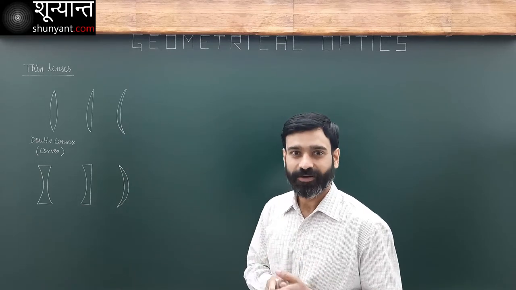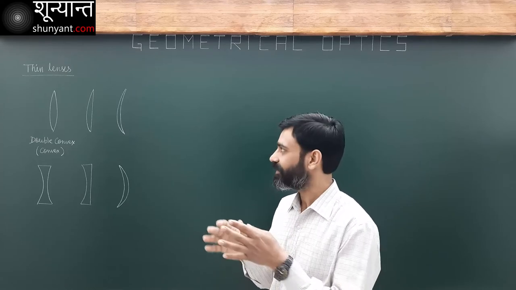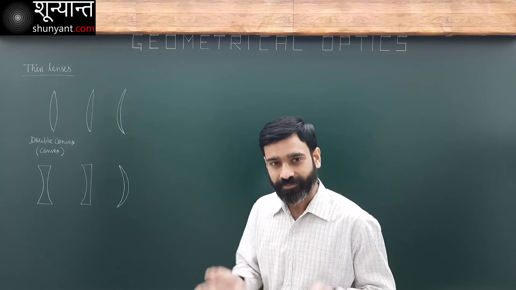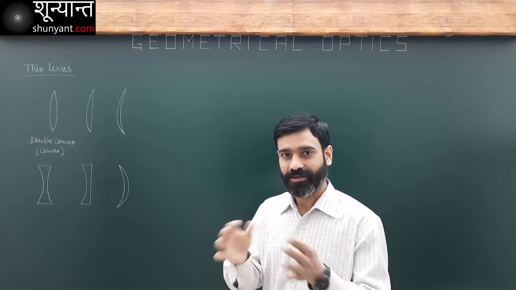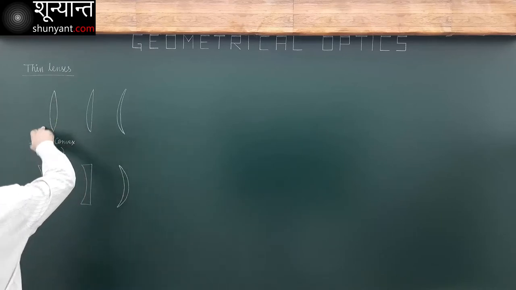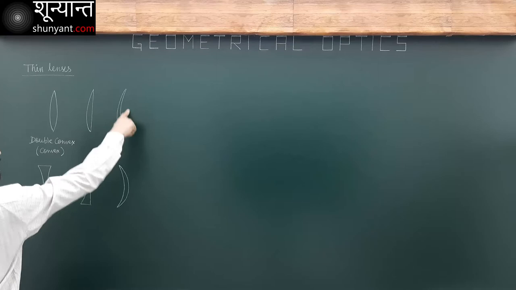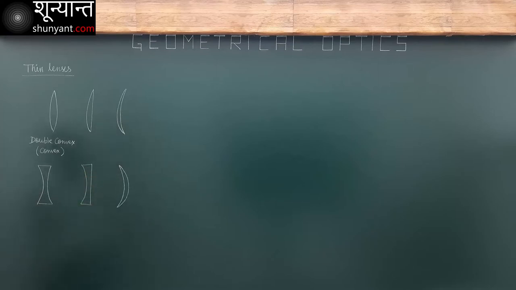So what is a lens first of all? It's a transparent medium surrounded by spherical faces, or it can be plane also. So this is one spherical surface, and this is a plane surface. Understand it, depending on shape, all these names are given depending on the shape.